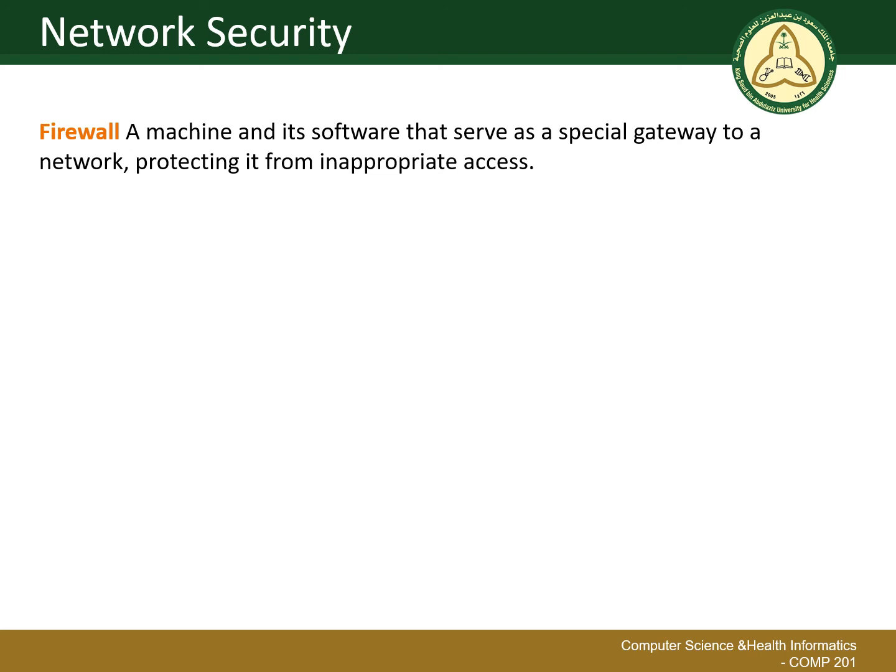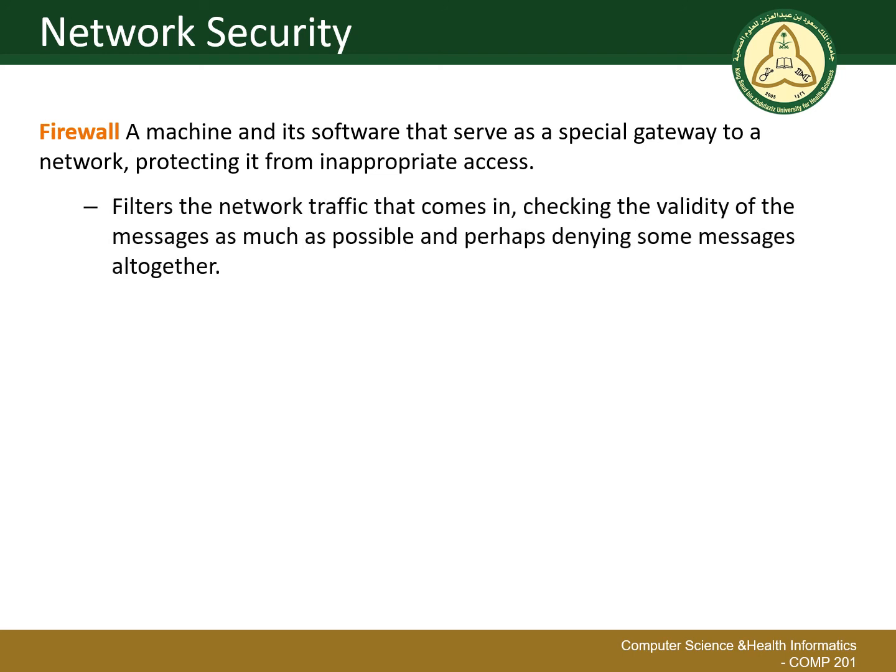So first, network security is called firewall. A firewall is a machine, a device, a hardware and a software that serves as a special gateway to a network. It protects our network from any inappropriate access. So it will prevent people who are not authorized from accessing our data. Also, it will not allow inappropriate data to access our network, and does not allow people to send data that they are not allowed to.